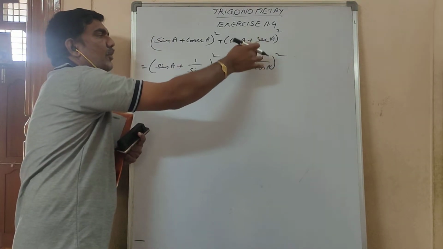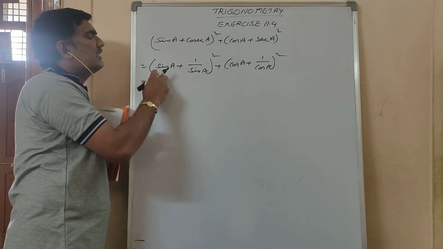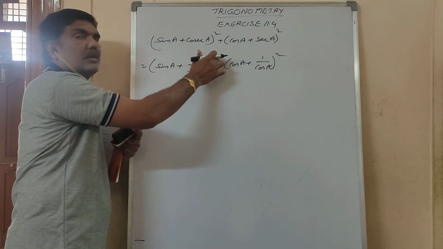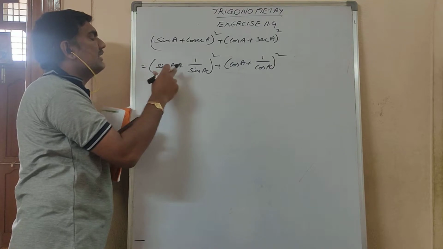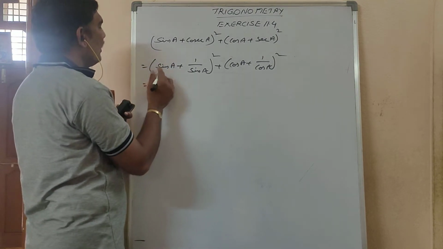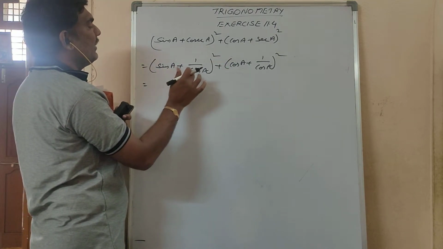Secant A is the reciprocal of cos A, so secant A can be written as 1 by cos A. This is like (A plus B) whole square, where in place of A, sin A is there, and in place of B, 1 by sin A is there. So if you apply the (A plus B) whole square formula, it is A square plus 2AB plus B square.